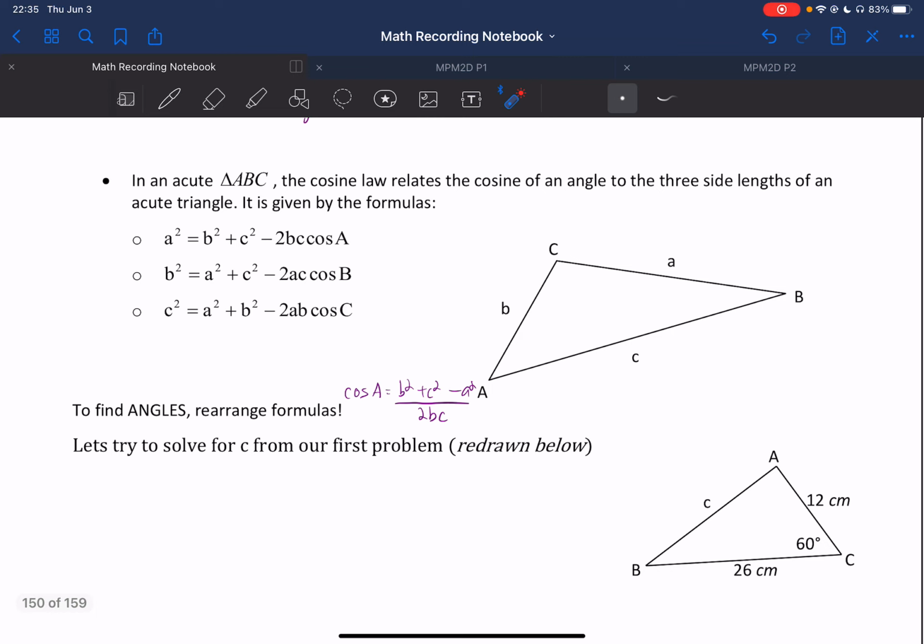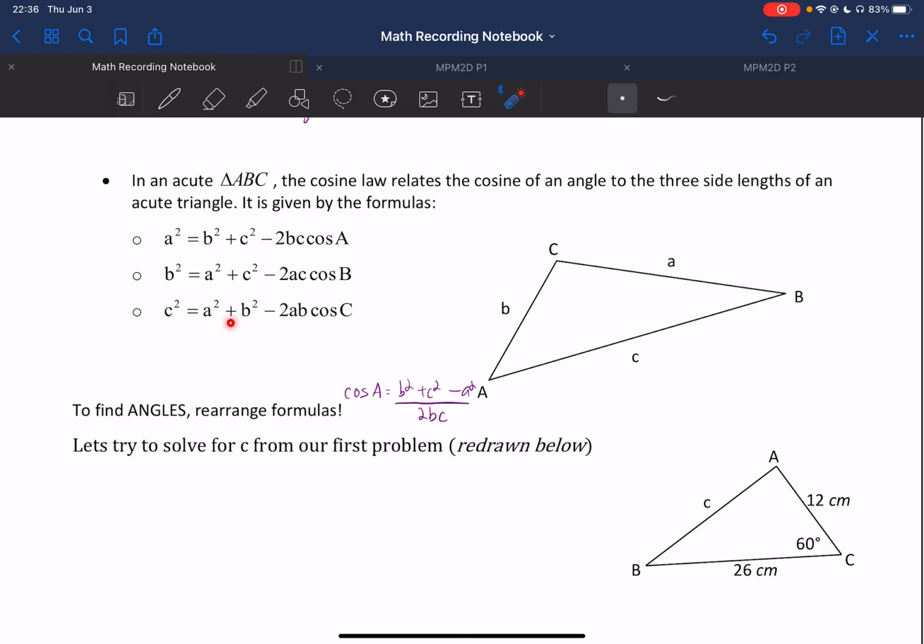In an acute triangle ABC, cosine law relates the cosine of an angle to the three side lengths of the triangle. So here's the three different ways we can write it out. We have a squared equals b squared plus c squared minus 2bc cos A. And then b is virtually the same, except we put b where a was in those positions, and where b was, we put a back.